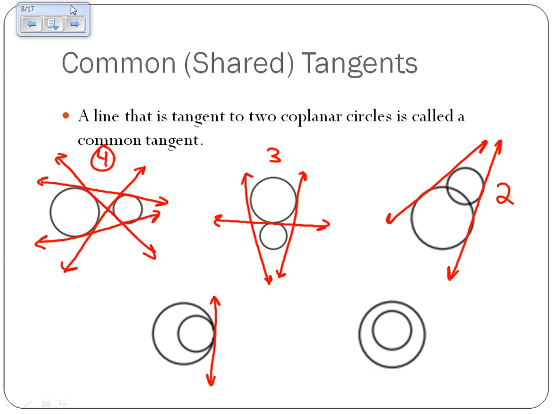The last one? None. There are no possible options for the last one, because no matter how I drew it, I can't hit the small circle without going twice through the big one. It would have to go through it in 2 different spots. So yes, it is 4, 3, 2, and then 1, 0.